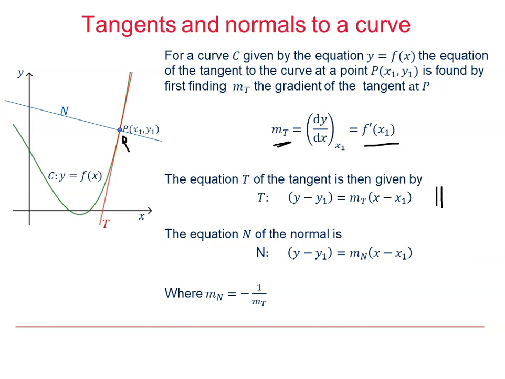Similarly, for the normal, we simply use the gradient of the normal instead of the gradient of the tangent. Because tangent and normal are perpendicular to each other, the gradient of the normal is -1 over the gradient of the tangent. So really that is very familiar work, and all we need to do is consider how we calculate the derivatives of the function.